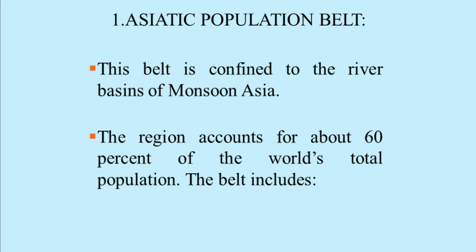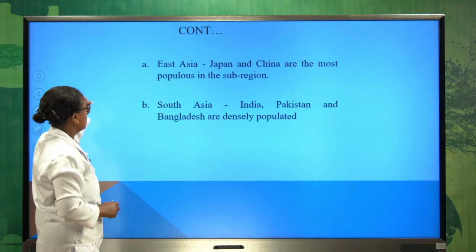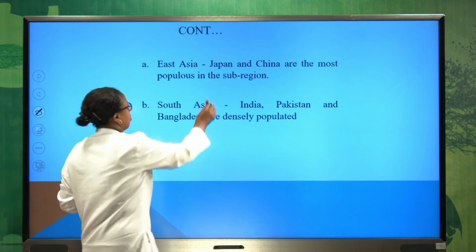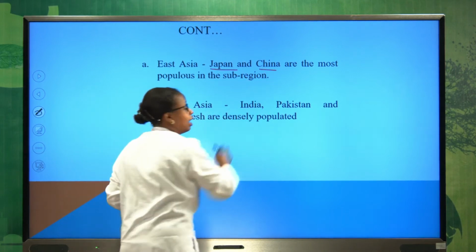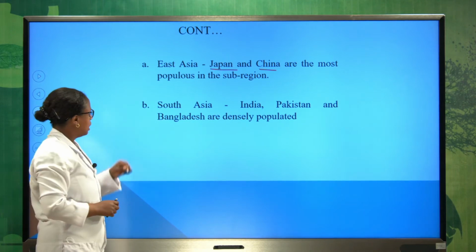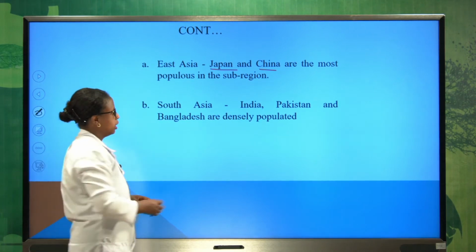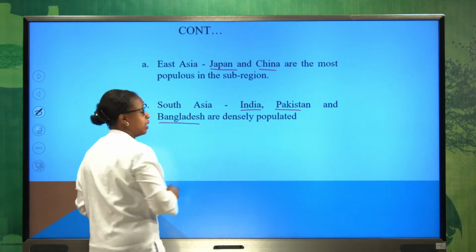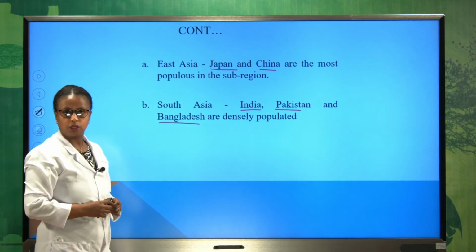This region is divided into two sub-regions, East Asia and South Asia. East Asia, which includes Japan and China, is the most populous part of the region. South Asia, which includes India, Pakistan and Bangladesh, is the other populous sub-region of the belt.